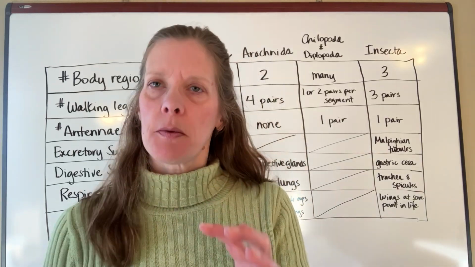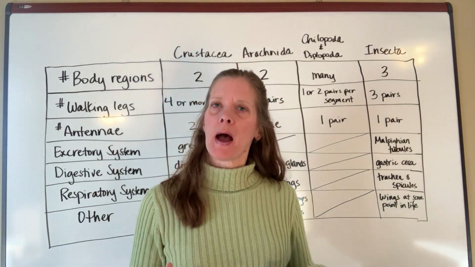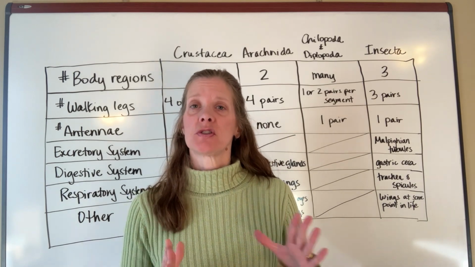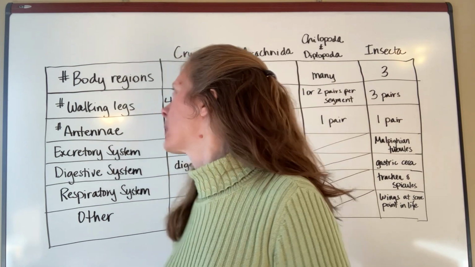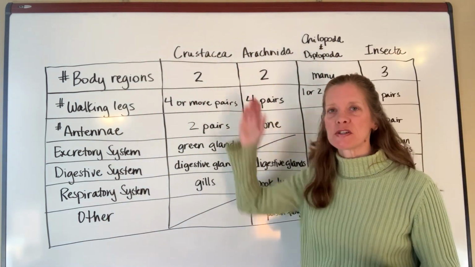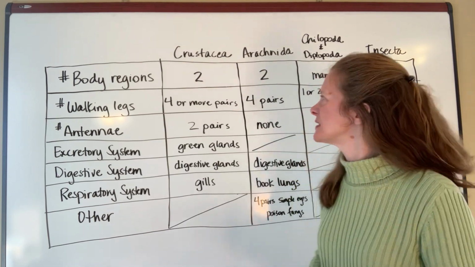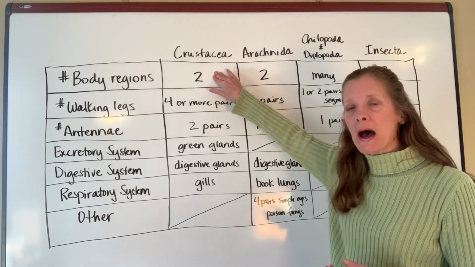All right, as promised, we're going to go through this arthropod comparison chart today and make sure that you have understood the differences between these different classes of arthropods. So we'll start with the crustaceans, which is the class that the crayfish was in. It's the same class that the lobster is in.